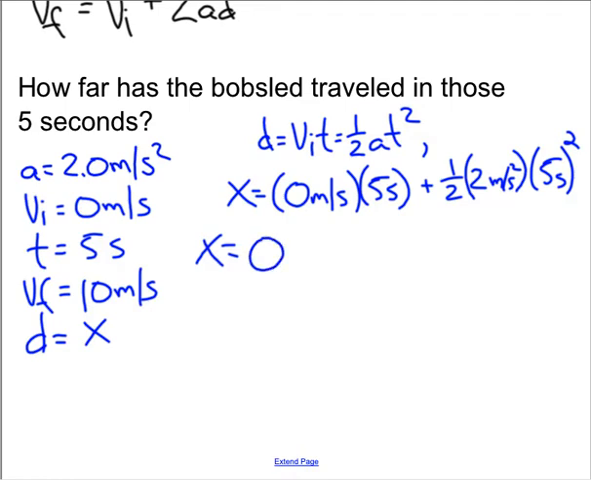0 times 5, that's nice. 5 squared is 25, times 2, that's 50. You cut it in half, 25.